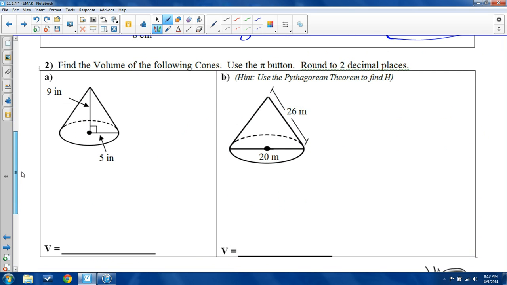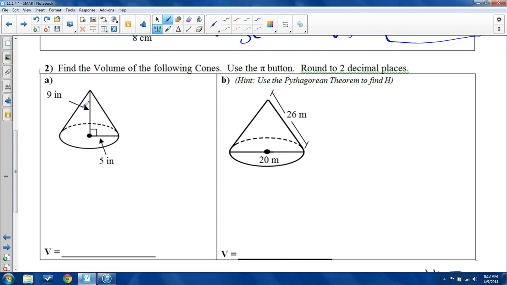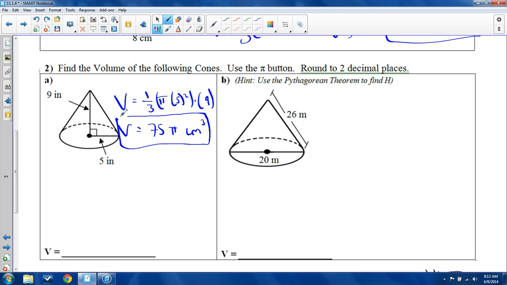Okay, find the volume of the following cones. Same thing: volume of a cone is 1/3 area of base, pi times 5 squared, times height, which is 9. 1/3 of 9 is 3. 5 squared is 25. 25 times 3 is 75 pi cubic centimeters. And if I'm rushing through some of the math, please stop me at some point as we do this.